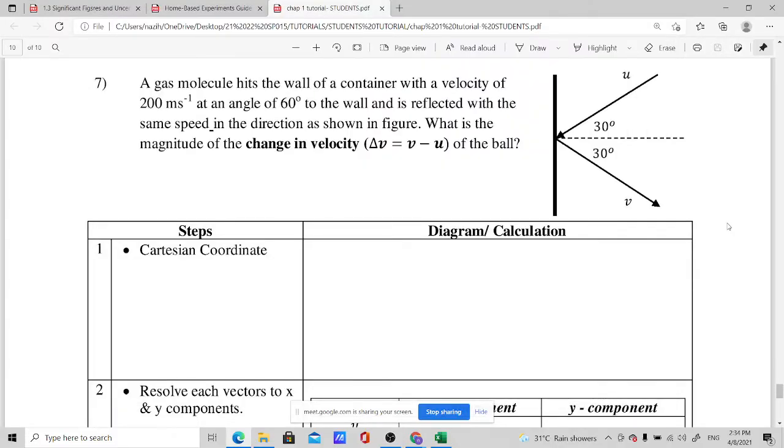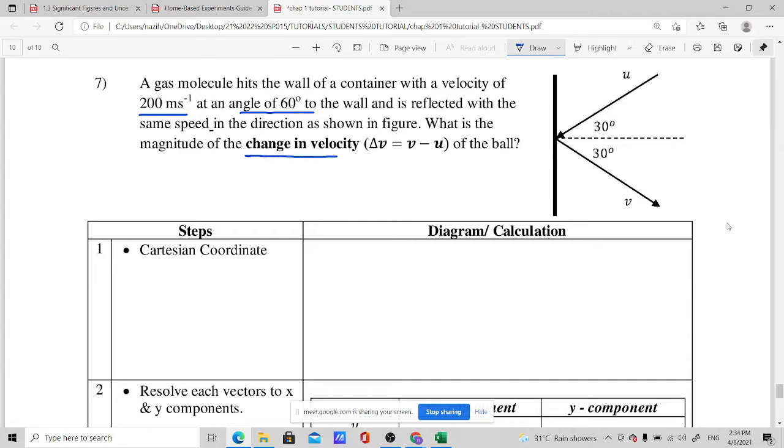Okay, so we will continue with question number 7. A gas molecule hits the wall of a container with a velocity of 200 meters per second at an angle of 60 degrees to the wall and is reflected with the same speed in the direction as shown in the figure. What is the magnitude of change in velocity?